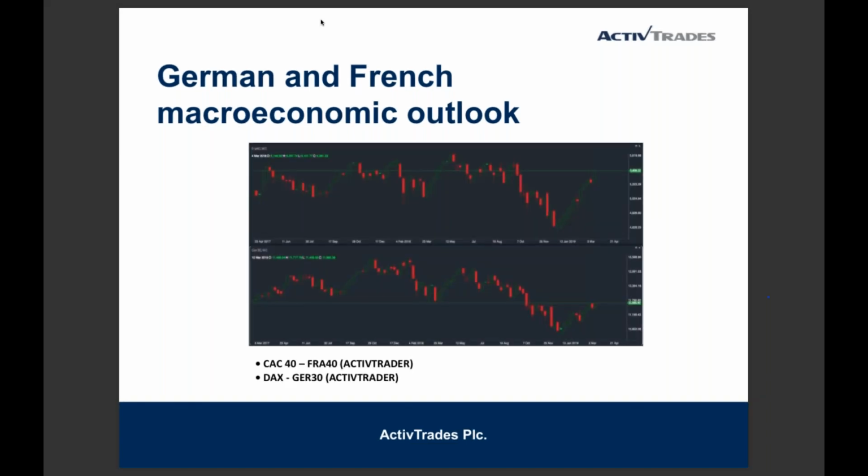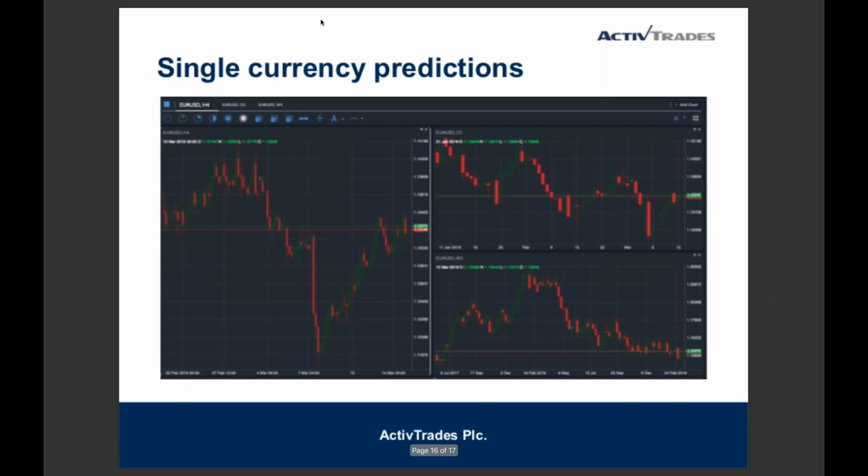Here's the CAC and the DAX, or the FRA 40 versus the GER 30. And you can see that both of them follow each other quite closely and similarly. And in terms of that side of macroeconomics, that's all I have. Have you got any questions on that, Nathan?